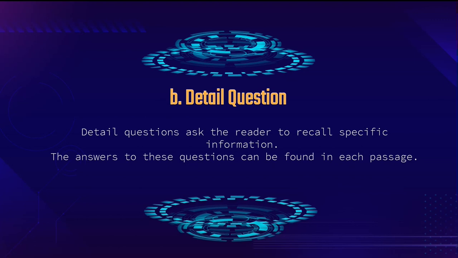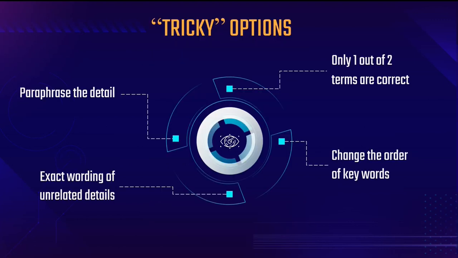So, what do you think the test maker would do to make these questions challenging? Paraphrase the detail so that it does not have the exact wording of the detail in the passage. Use the exact wording of unrelated details in the passage. Use pairs of words for an answer choice in which only one out of two terms are correct, and change the order of keywords in the detail.